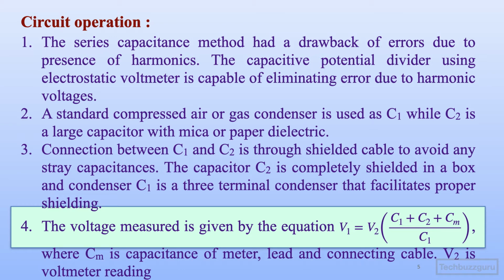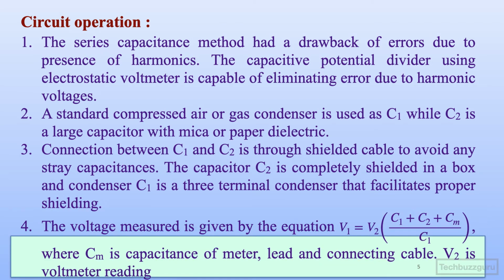The fourth point of circuit operation is that the voltage that will be measured by the voltmeter and the output voltage that we want to measure, unknown voltage V1, will be equal to V2 multiplied by the ratio C1 plus C2 plus Cm in the numerator divided by C1. Where C1, C2 are the capacitances present in the circuit, Cm represents the capacitance of meter, the connecting leads and the connecting cable.